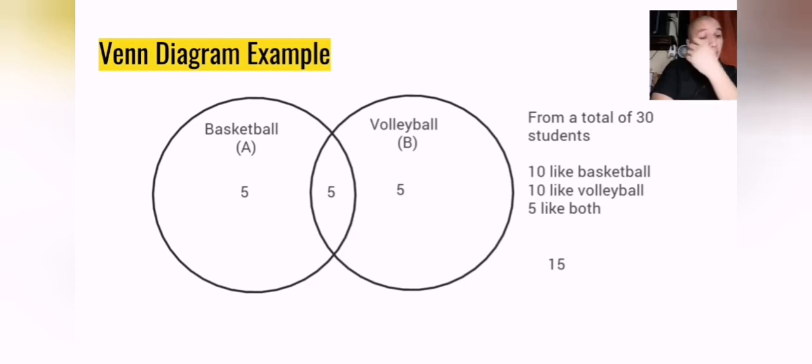Now, the problem is that we have 30 students. So we were only able to identify 15 people using the Venn diagram. So what happens to the other 15? We can say that the 15 students do not like basketball and volleyball. Or those are what you call now the uncertain part, or the portion of your assessment which is uncertain.